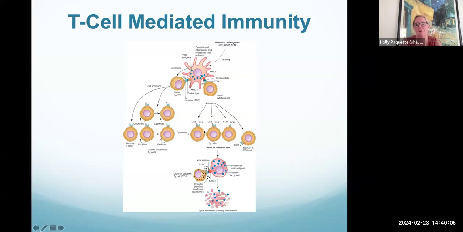On the right-hand side of this picture, I have a cytotoxic T cell. This one also has to be presented with a piece of that antigen by a phagocyte.